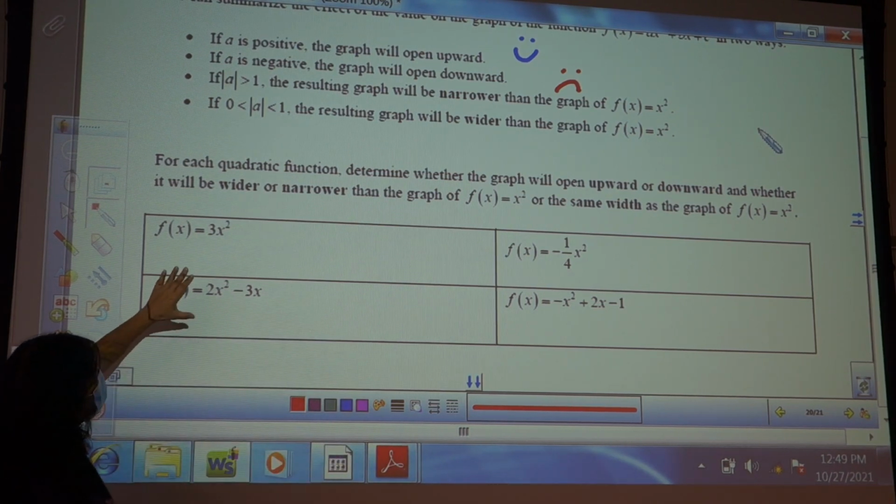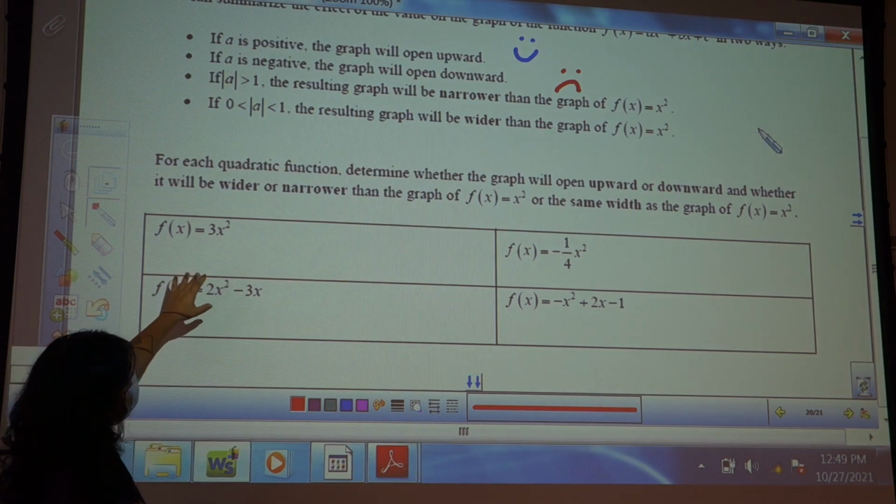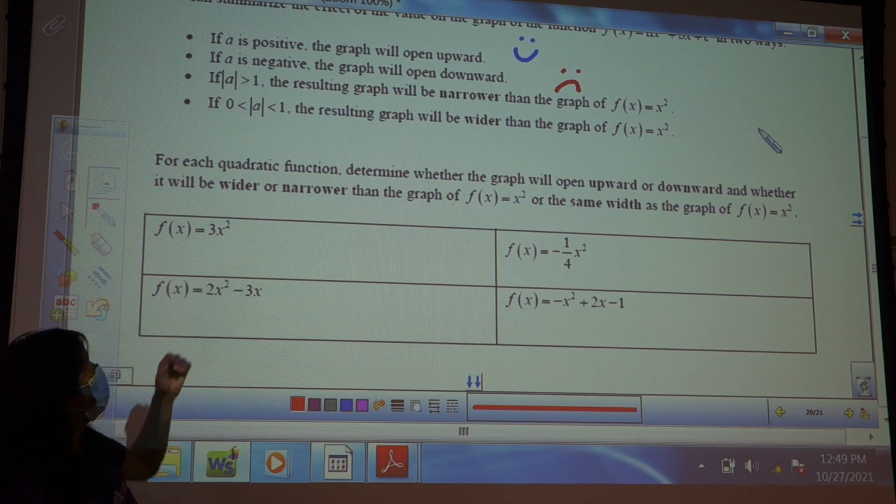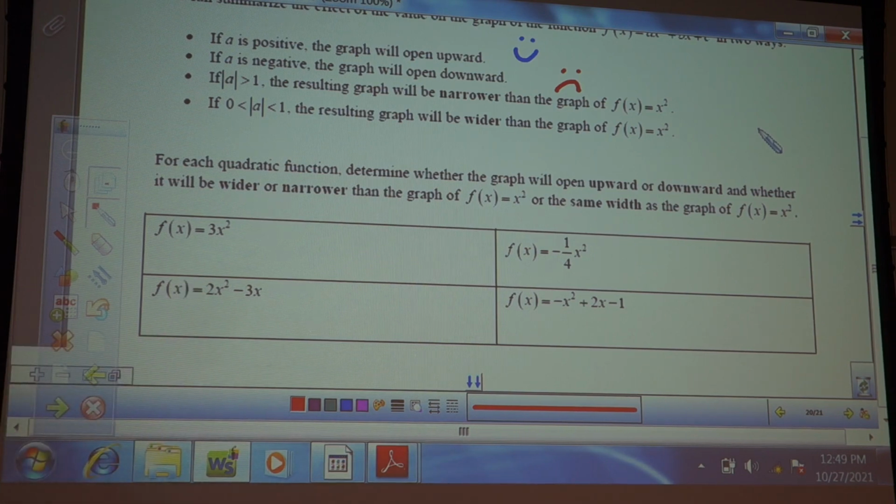Okay, so for each one of these, determine whether the graph will open upwards or downwards, and whether it will be wider or narrower. So the very first one, Jenna, is it going to open upwards or downwards? Up. Deja, is it going to be narrower or wider or the same? I'm not sure. Natalia? Narrower, because A is bigger than 1.